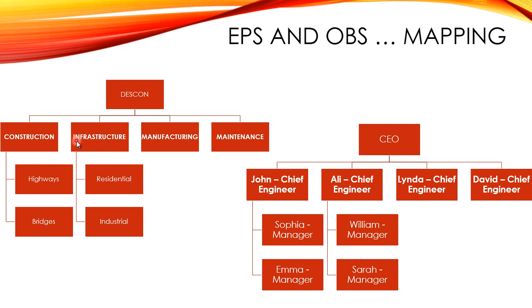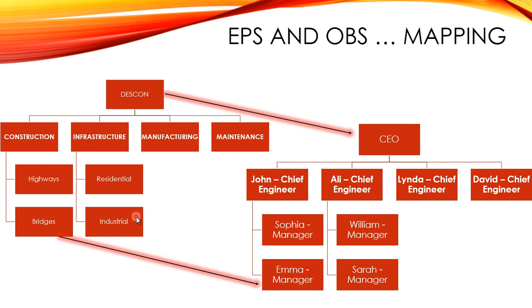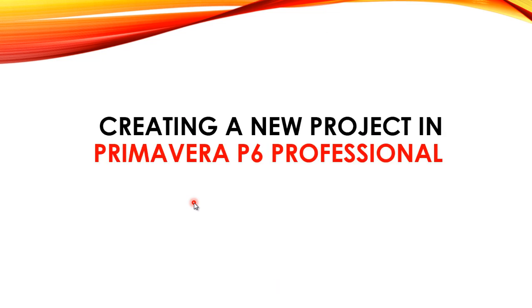For example, here is the Descon company. The whole company is handled by the CEO, chief executive officer, and similarly bridges will be handled by Emma, manager, and residential will be handled by William, manager. Construction will be handled by a chief engineer. In that way, all the EPS departments will be managed by responsible managers under the OBS heading, organizational breakdown structure. Now I am going towards creating a new project in Primavera P6 Professional software.